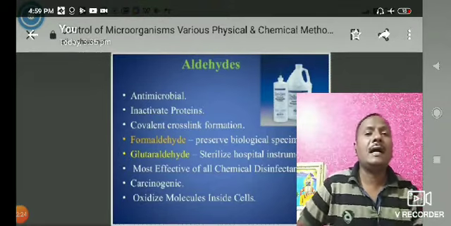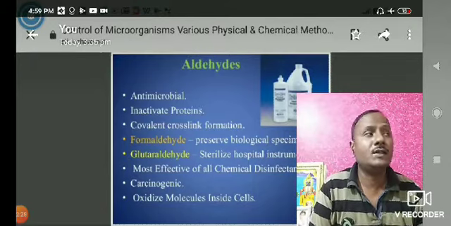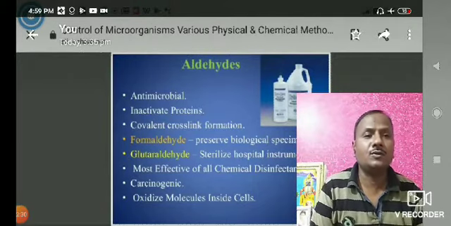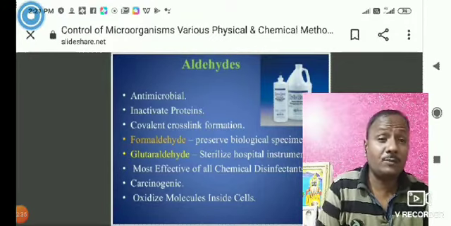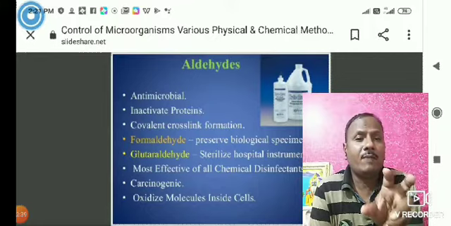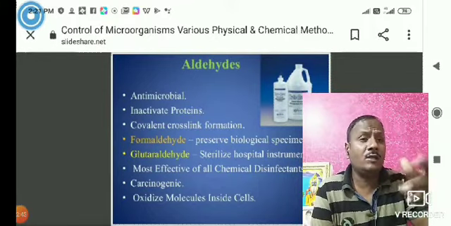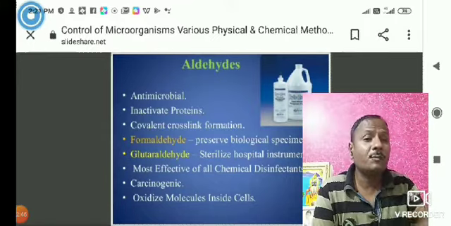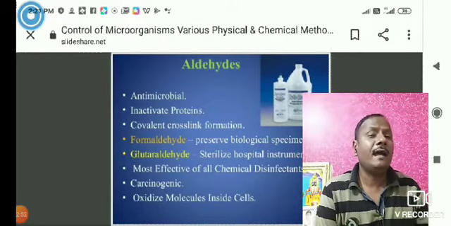The first is the aldehyde group, that is formaldehyde. It is an antimicrobial agent. Why antimicrobial? They are used to kill the microorganisms. What is the mode of action of formaldehyde? It inactivates the proteins. Inactivating the proteins means whatever the proteinic part of the microbial cells, it is inactivated due to the action of aldehydes.